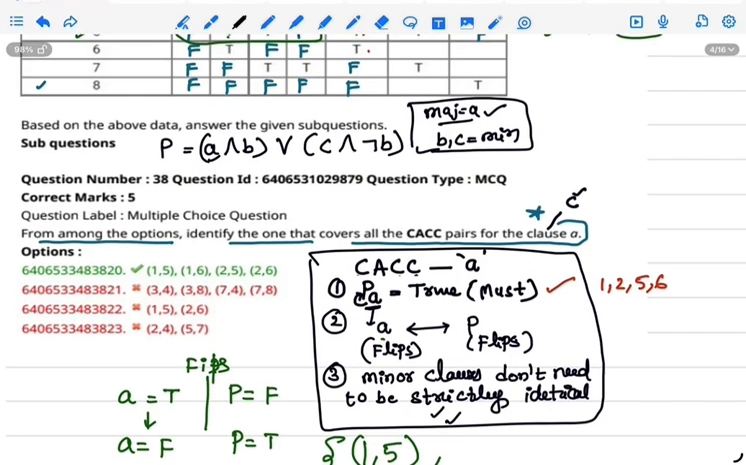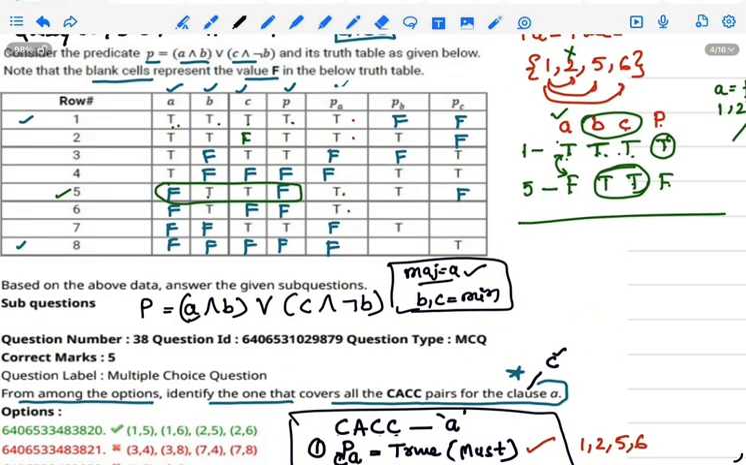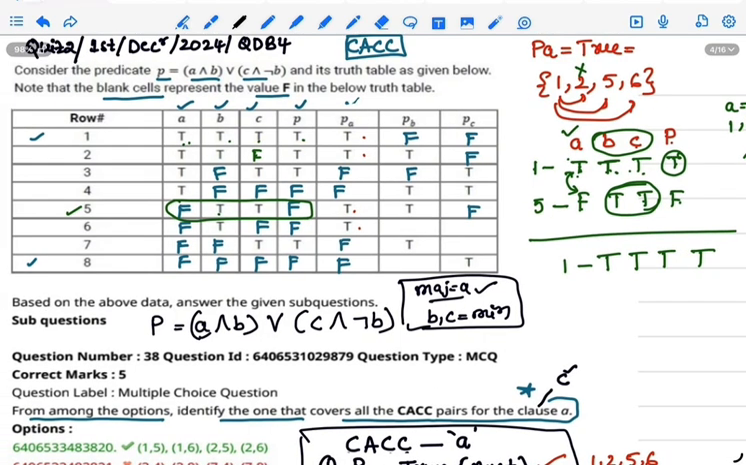So the first pair is 1, 5. Next we check 1 with 6. Row 6 is false, true, false, true, false, false. That is, A flips, for A, B, C.